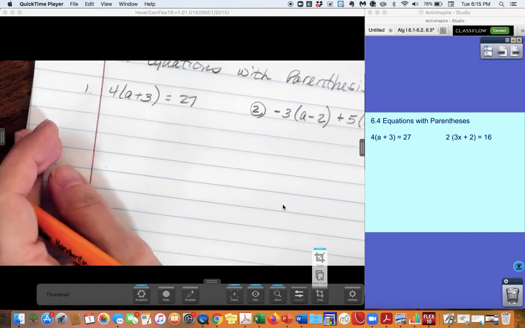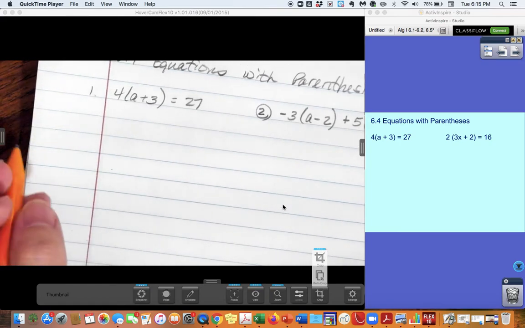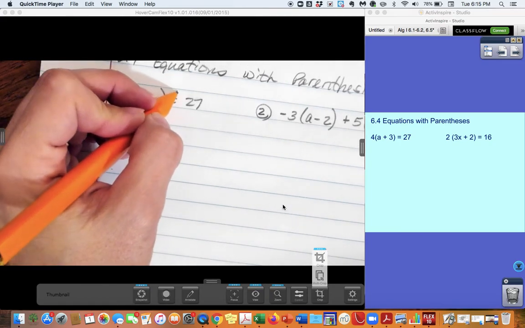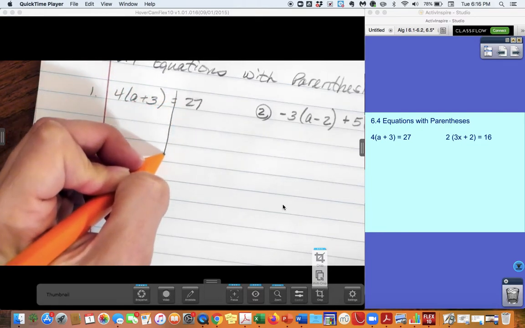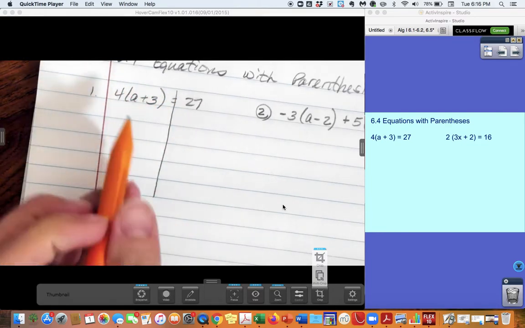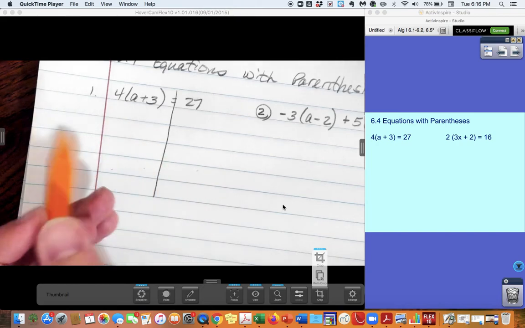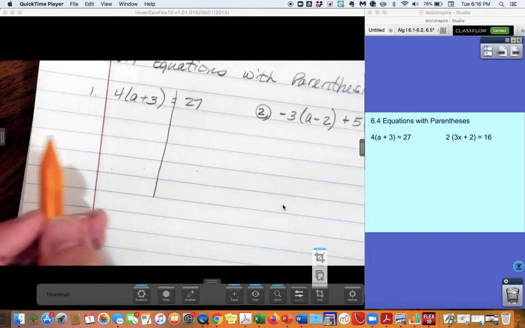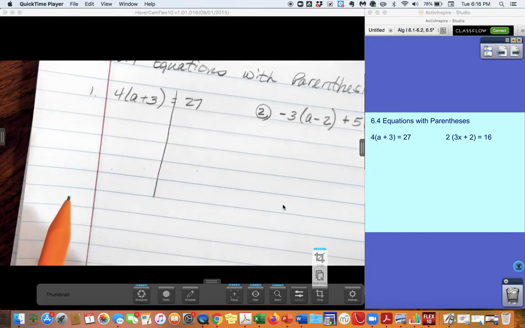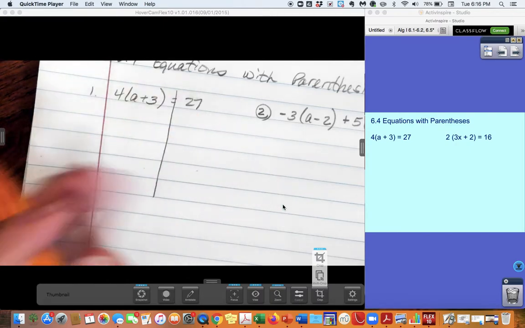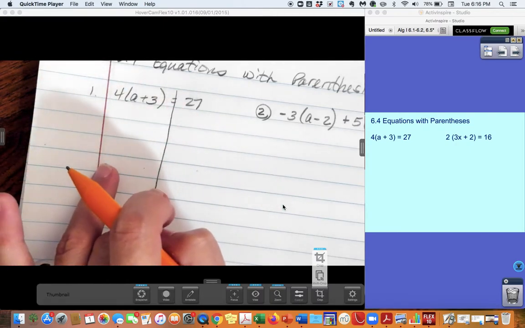So let's look at number one, nice basic equation. As we did with the ones before, we need to make sure that we can see and remember the left side and the right side, because remember we're going to keep an equation balanced. What we do to one side we must do to the other. So that's the reason I put the little fence up.